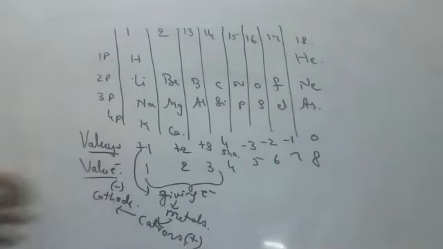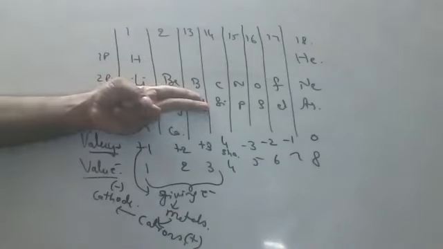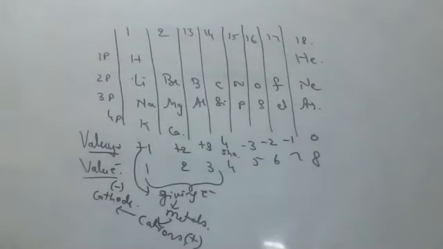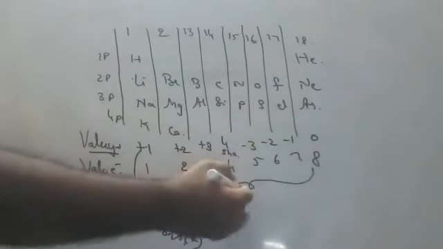Cathode means the negatively charged electrode is called cathode. Okay, children, you have to remember this box. So first group, second group, and 13th group elements are metals. And groups 4, 15, 16, 17 and 18 are all non-metals.